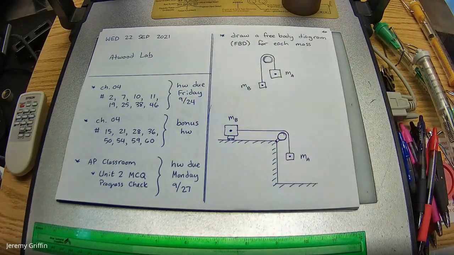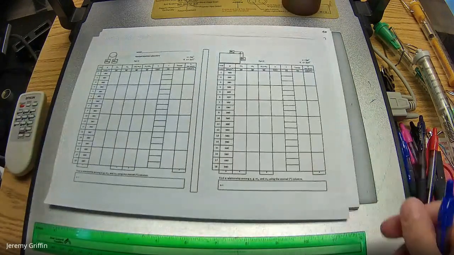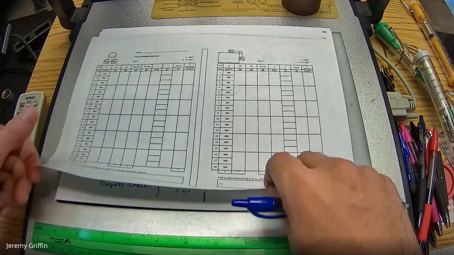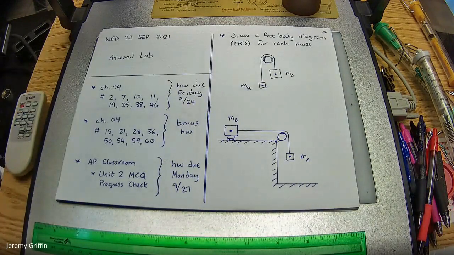We're going to do an Atwood lab. This paper is clipped to the front of your desk. Do you see a page that looks like this? Grab that one and I'll go over it with you, but let me get you into physics.